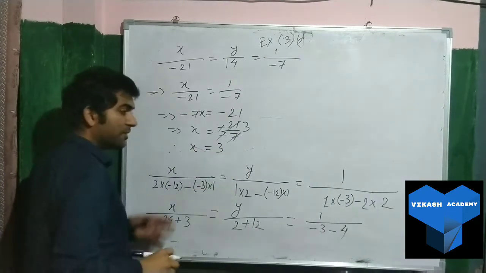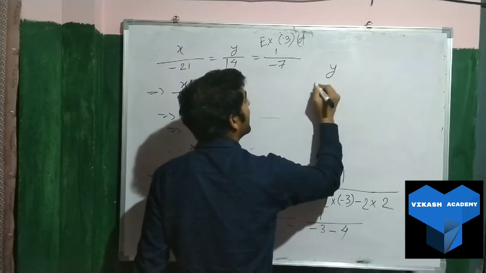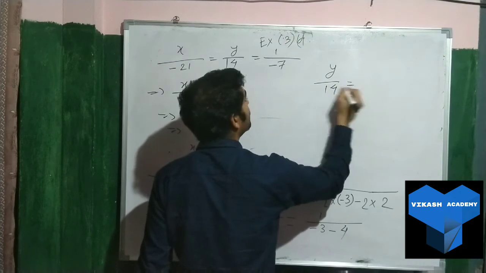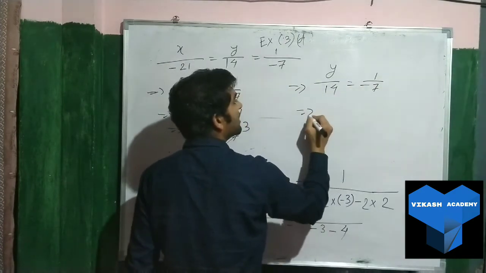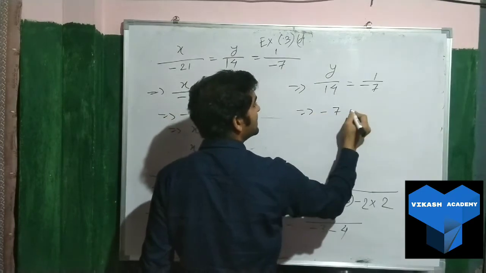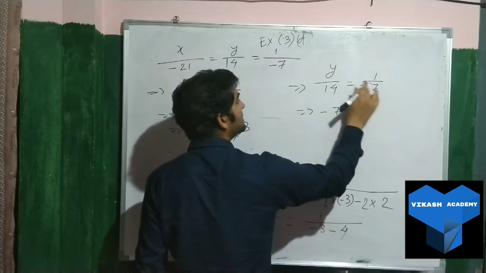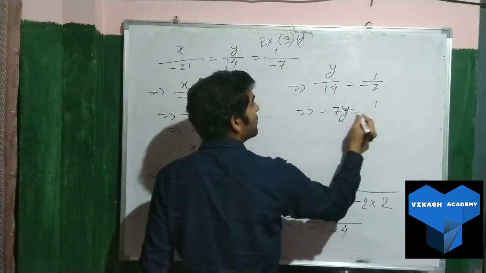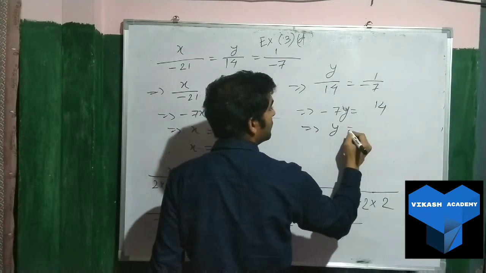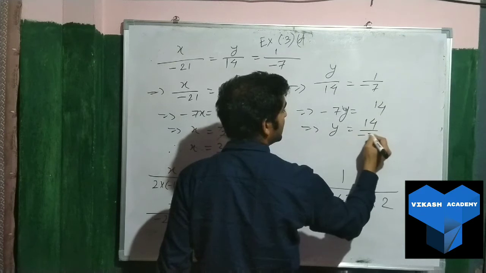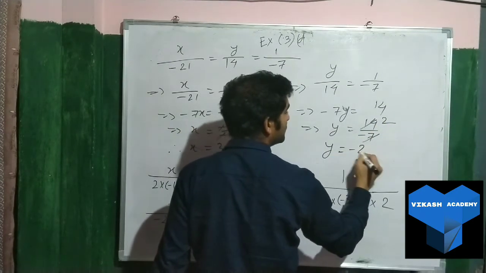Okay, so this is the first answer. Next, take second one and last one. Y by 14 is equal to 1 by minus 7. Cross multiply, you will get minus 7y is equal to 14. Y is equal to 14 by minus 7. 7 2s are 14, so y we will get minus 2.